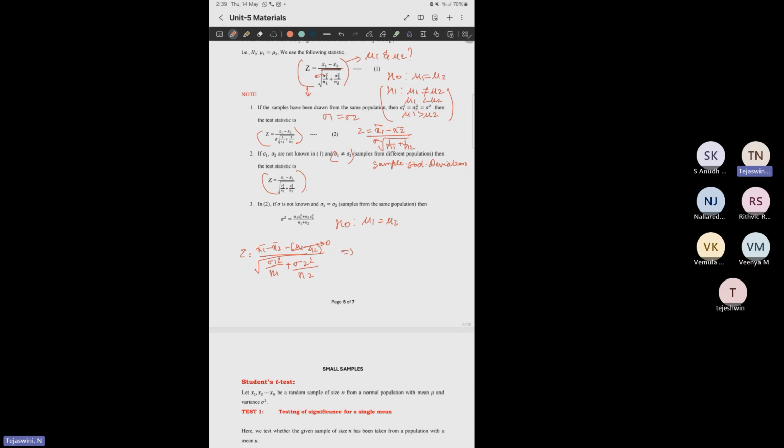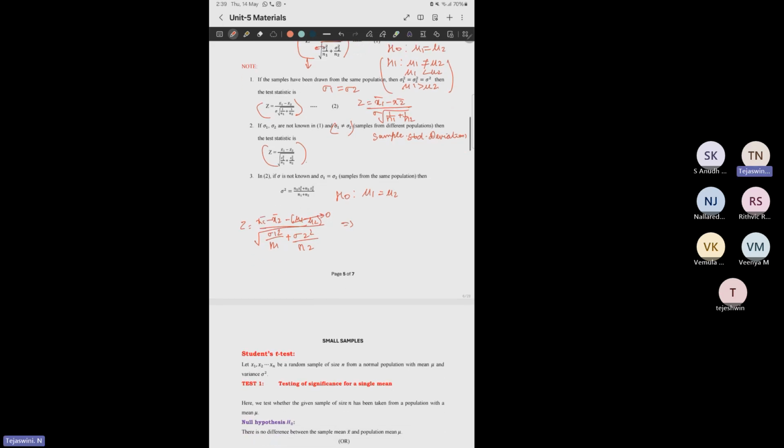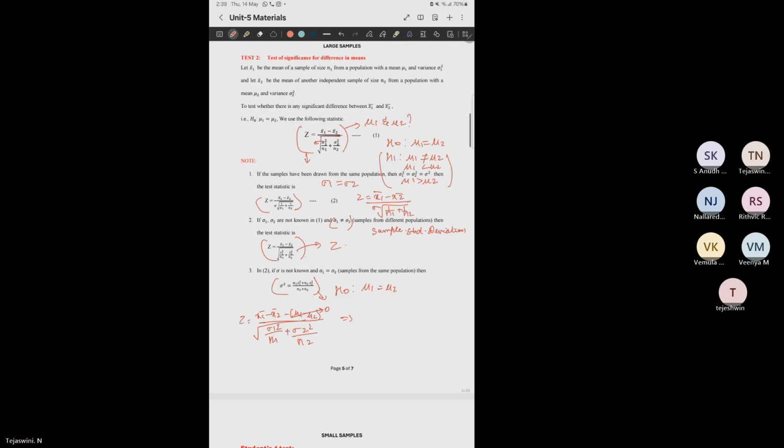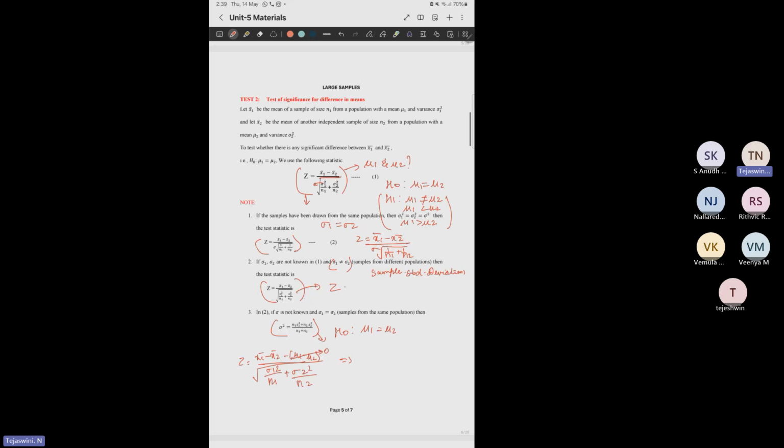Or if this is the case, then we can use this formula, substitute and get the value of z. In this case itself, otherwise we can substitute the value of sigma using this formula. We'll see it in the sums now. So far, is it okay?